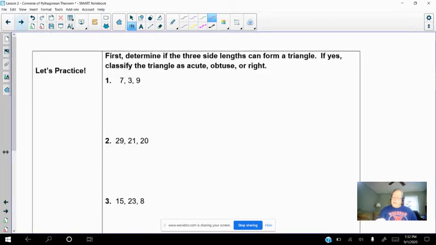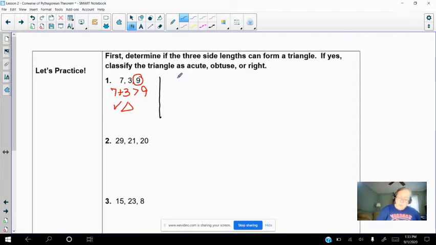So let's look at some problems here. First, determine if the three side lengths form a triangle. So I suggest that you circle the longest side because they're not always in order from least to greatest. The two smaller sides, 7 plus 3, have to be greater than the longest. 10 is bigger than 9, so yes to forming a triangle. Step 1. Step 2 is to classify as acute, obtuse, or right. We can't classify if we don't have a triangle.